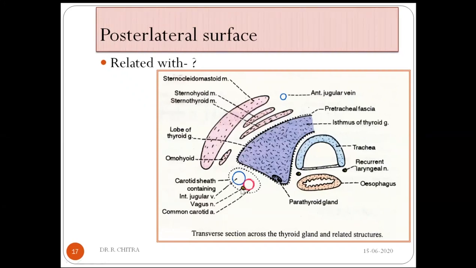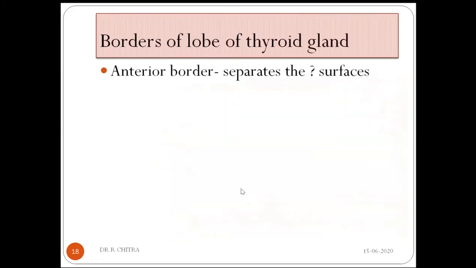So we have finished the three surfaces now. Anterolateral surface, posterolateral surface, and the medial surface. Now we have to see the border. Anterior border separates what two surfaces? The anterior border separates superficial and the medial surfaces, and it will be having this relation, the anterior descending branch of the superior thyroid artery.